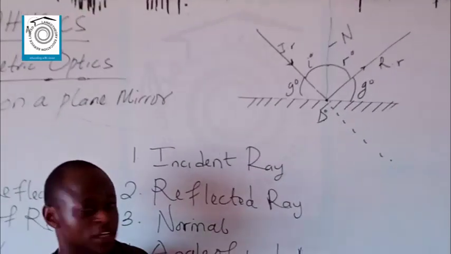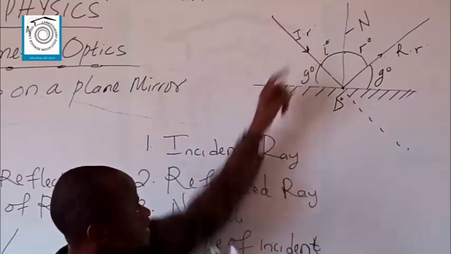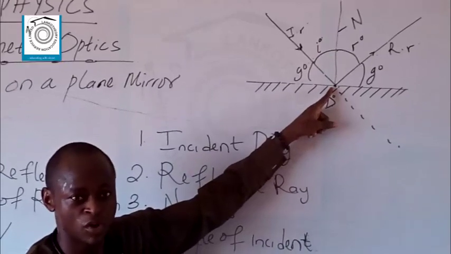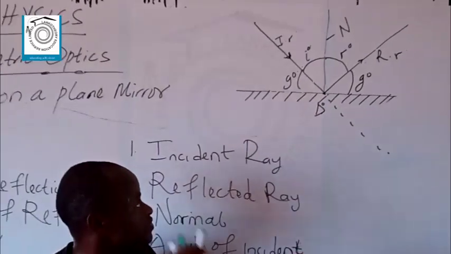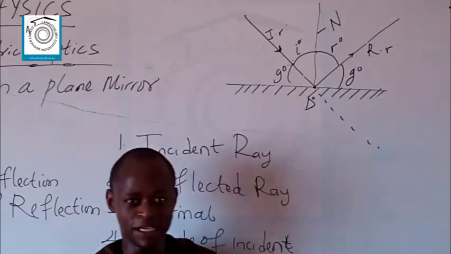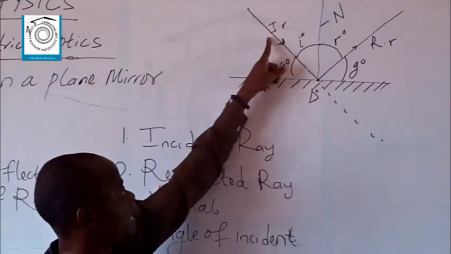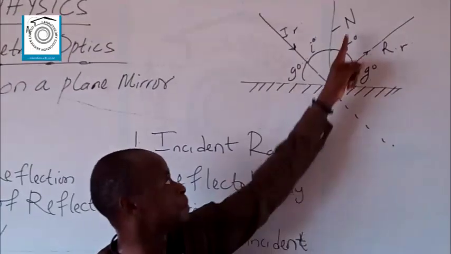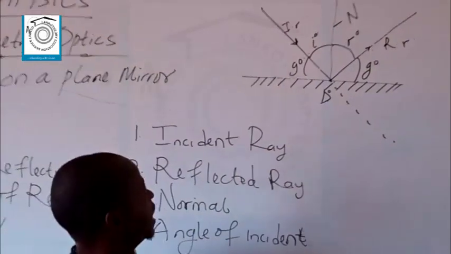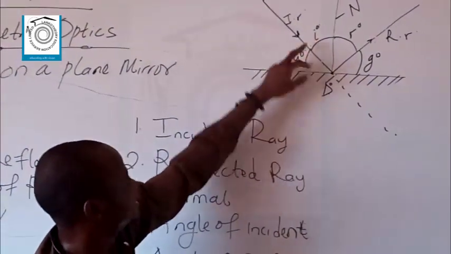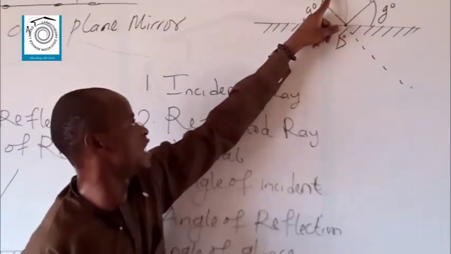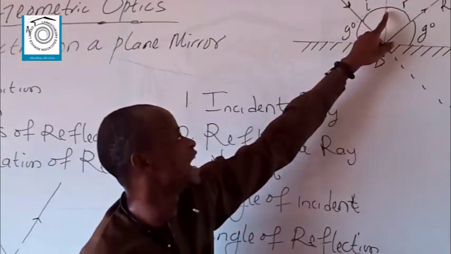That's where they meet. So if you observe this, the incident ray is the path of the ray at which the light travels before striking the surface, while the path at which the light travels after striking the surface, we call the reflected ray. Then there is a point at which the incident ray and reflected ray meet. That point we call the normal. Normal is not a ray. Take note of that. And when you look at it, you have i degree here. This i degree represents the angle of incidence. Angle of incidence is the angle between the incident ray and the normal.